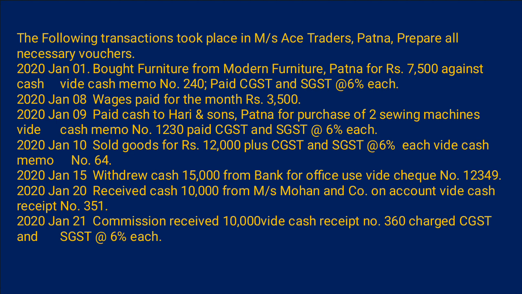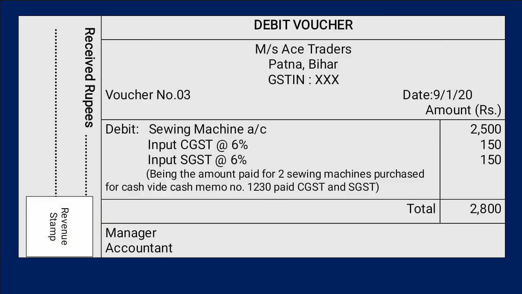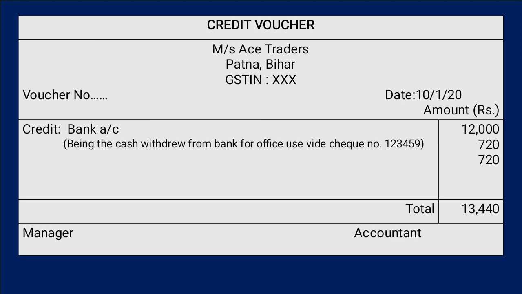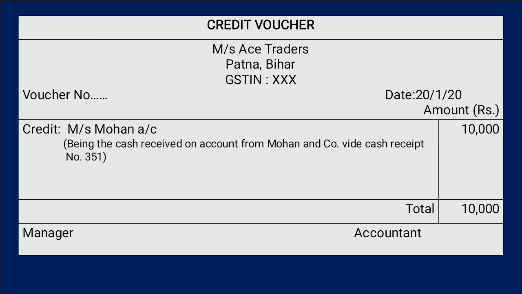Next, we have received cash rupees 10,000 from Messrs Mohan and Company on account, with a cash receipt number. Here we are receiving cash, so on that basis you can prepare. Once you receive, we don't have to include anything, directly you can write. Just like here you can see the same credit voucher, Messrs Mohan account, being the cash received on account from Mohan and Company, and cash receipt number, that is of 10,000. We don't have to include any kind of GST.